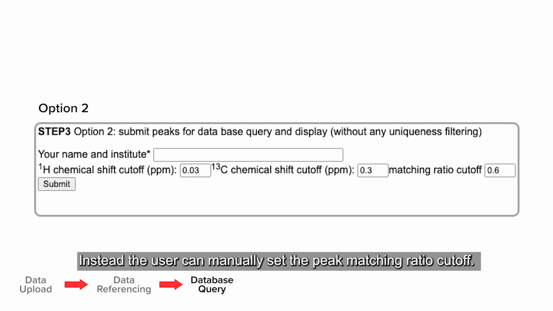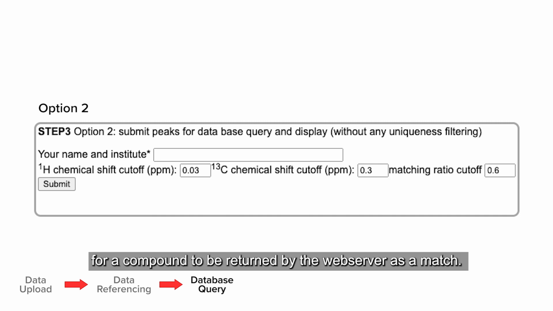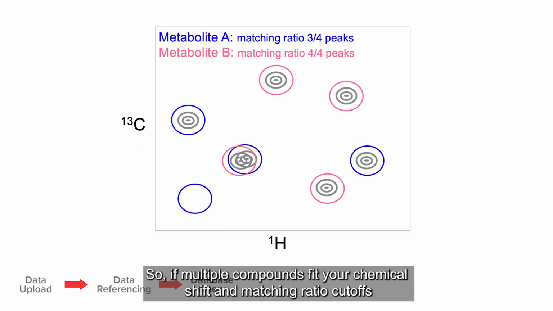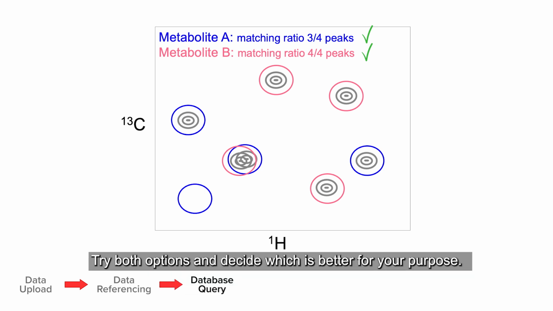Instead, the user can manually set the peak matching ratio cutoff. The default is set to 0.6, meaning 60% of peaks expected for a compound must be present for a compound to be returned by the web server as a match. So if multiple compounds fit your chemical shift and matching ratio cutoffs, then they will be returned as possible matches even if these compounds share a peak. Try both options and decide which is better for your purpose.